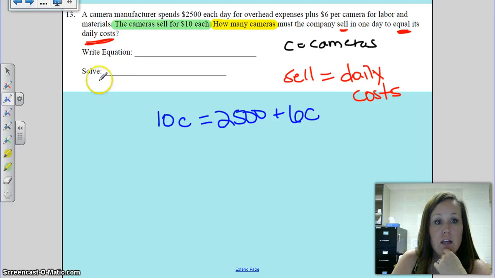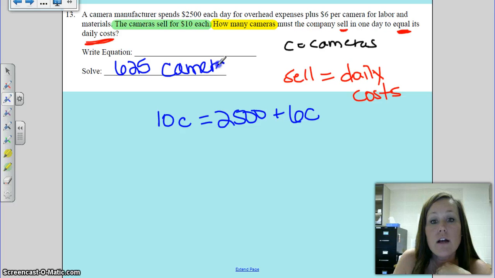If I were to end up solving this, I'm not going to go through it because I got to do number 15. You're going to end up with 625 cameras. Actually, I'll have Miss Whitworth do 14. So Whit's video starts with 15 or 14. Boom.